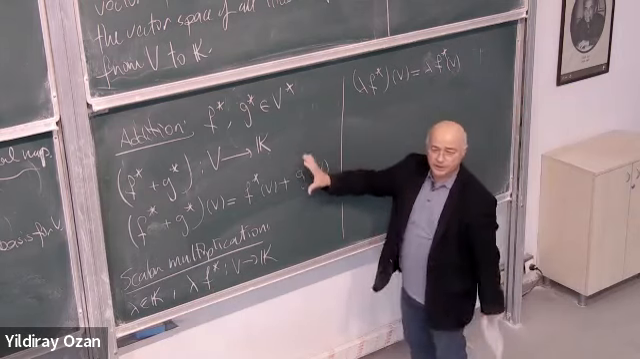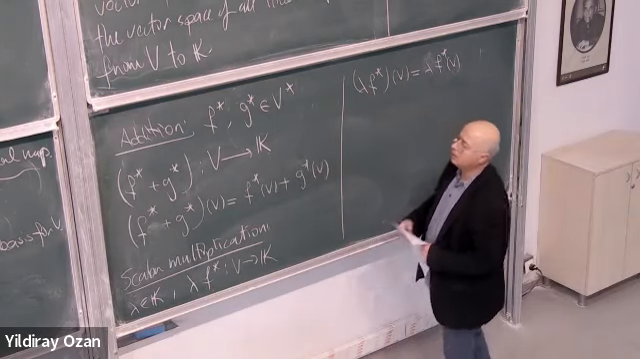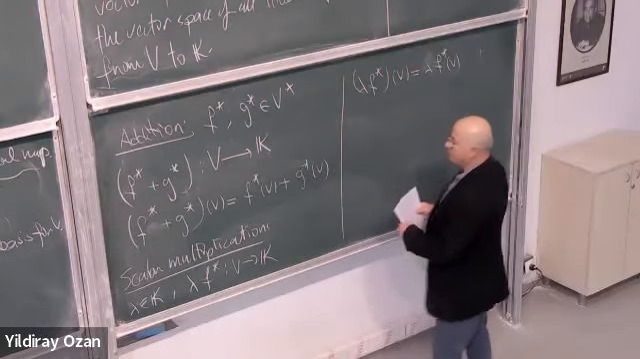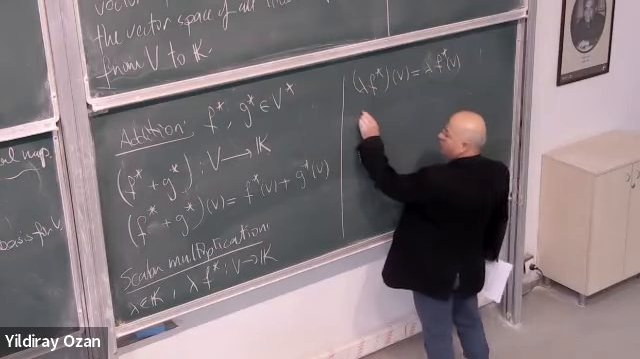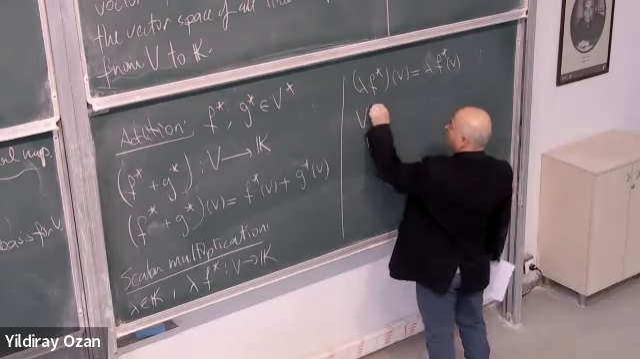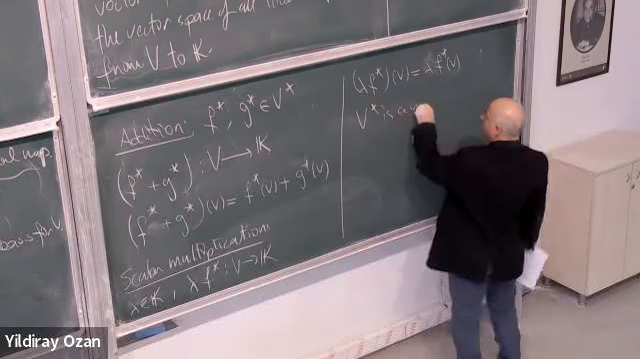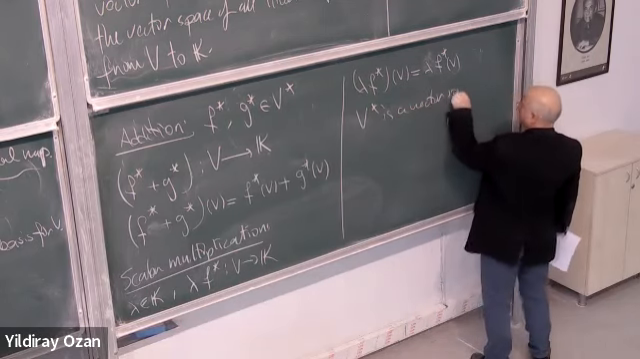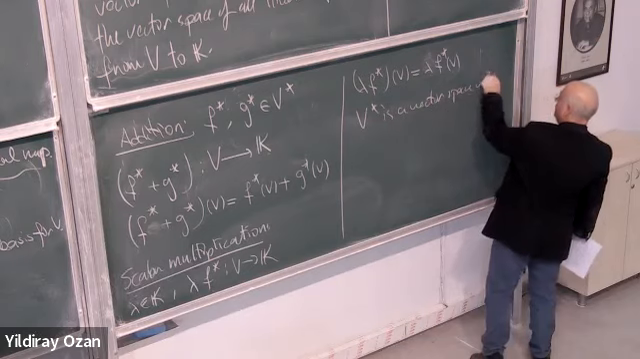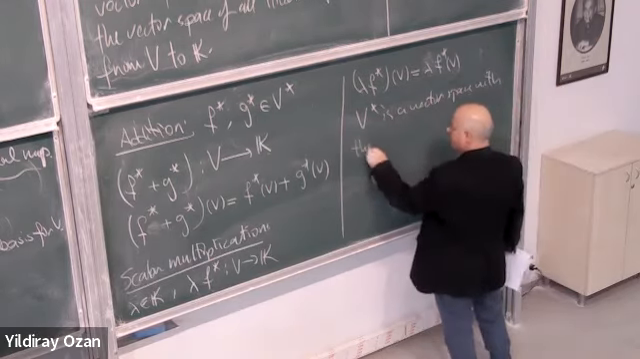With these operations, this V star becomes a vector space. It's a vector space under these operations.